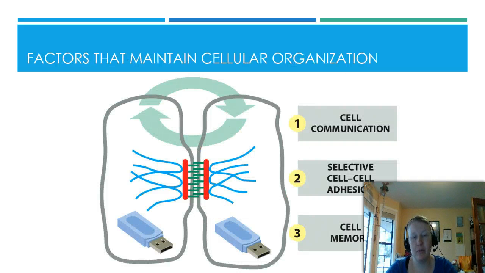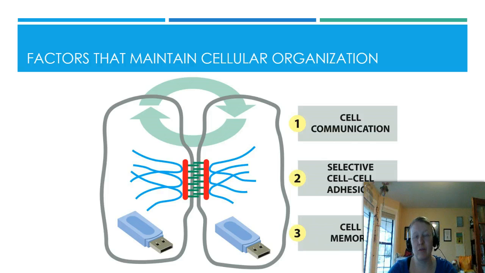So tissue has to be renewed, and we're going to talk about how that happens here in a second. As these cells die through apoptosis and other things, we have to replace them. And how do we maintain the cellular organization and the function of these tissues? Well, there are three main things that are used to help maintain the cellular organization of these tissues.